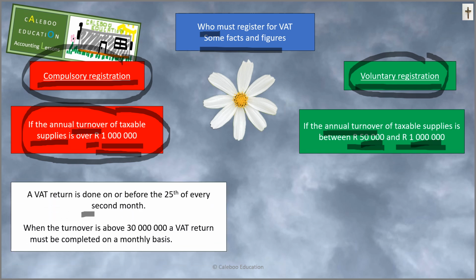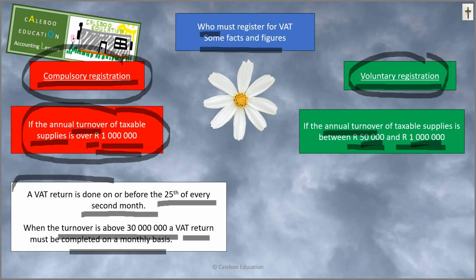A VAT return is done on or before the 25th of every second month. Just an interesting fact: if the sales is above 30 million, a VAT return must be completed on a monthly basis. But every second month is the norm. On or before the 25th, a return will be submitted to the South African Revenue Services.